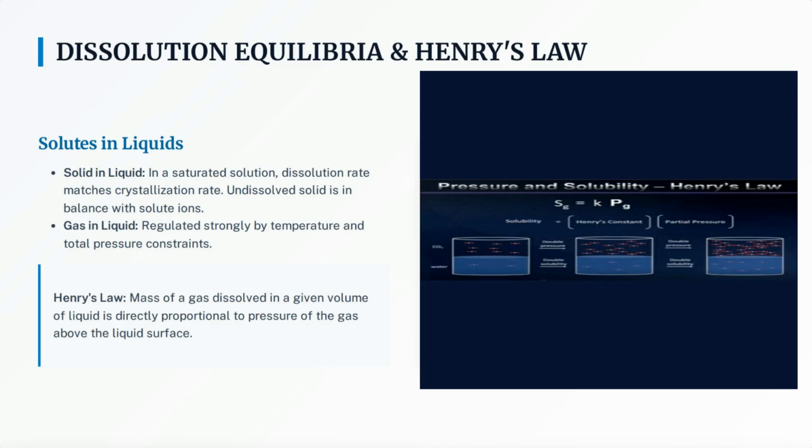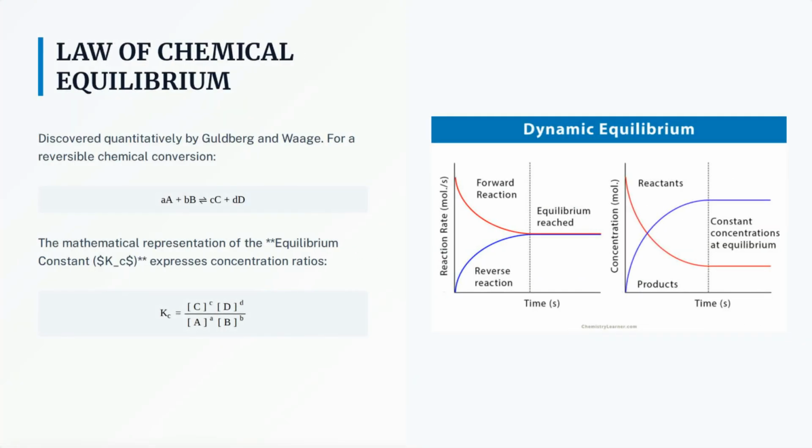For gases, solubility is governed by Henry's law, which states that the mass of a dissolved gas is directly proportional to the gas pressure above the liquid. The law of chemical equilibrium, discovered by Goldberg and Waage, defines the equilibrium constant, Kc, for reversible reactions. This constant expresses the ratio of product concentrations raised to their stoichiometric powers over reactant concentrations at equilibrium.